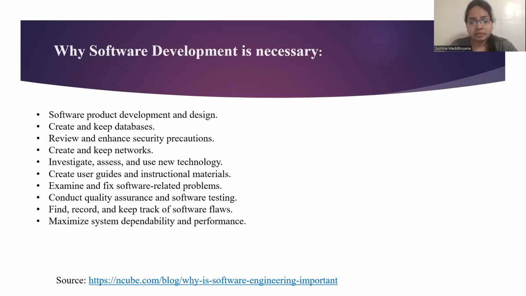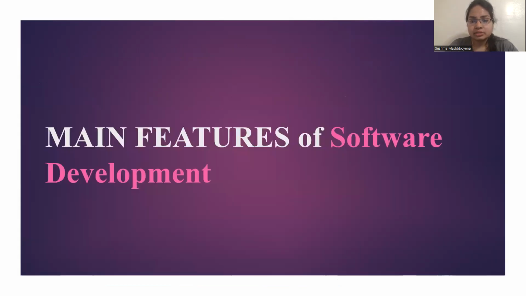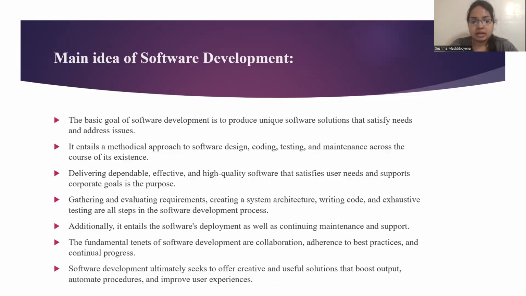And why exactly is software development necessary? It is to create and keep databases updated, review and enhance security precautions, create and keep networks, investigate, assess, and use new technology, create user guides and instructional materials, examine and fix software related problems, conduct quality assurance and software testing, find, record, and keep track of software flaws, and maximize system dependability and performance. Let us know about the main features of software development in detail in the further slides.